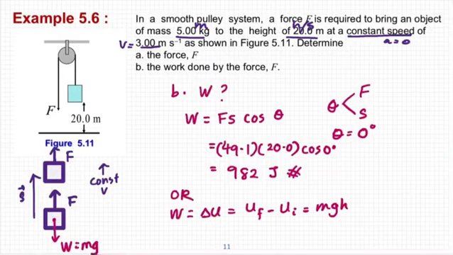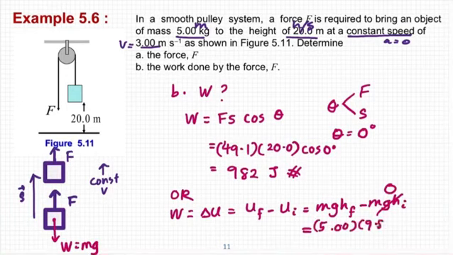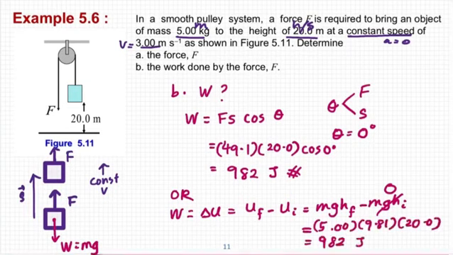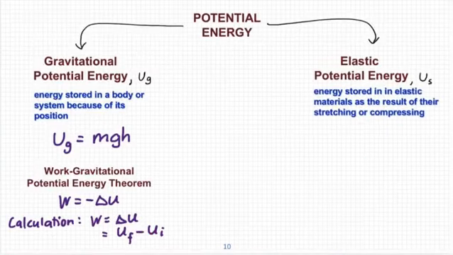An alternative would be using the work-potential energy theorem, in which delta U is UF minus UI, and then mghf, the final height, minus mghi, which is the initial height. In this case, our initial height is 0, so we just have to substitute for mghf, and then we get the final answer.